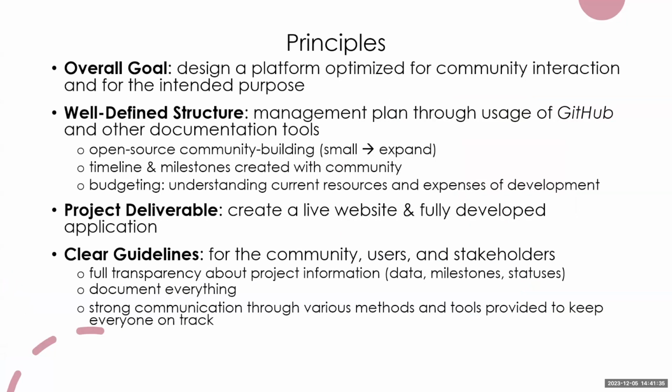So some principles is that my overall goal is to design, of course, a platform that's optimized for community interaction and for the intended purpose of locating items. And so another principle is a well-defined structure. So through the use of GitHub and other documentation tools, at the beginning we're going to be, of course, planning what it's going to be like. So there has to be documentation of kind of the vision statement, and I'll talk about that more in a later slide.